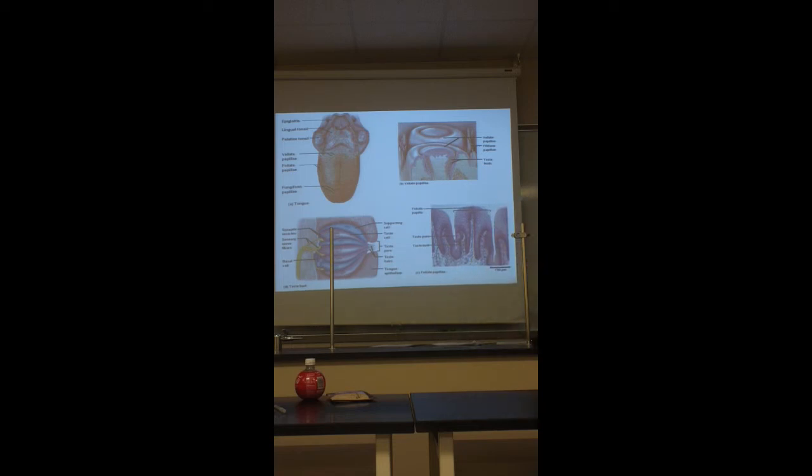Umami is basically meaty or savory, and it's glutamate. It's an amino acid that our body has a specific receptor for. We pick up that glutamate and we respond to it with a perception of savory or meaty.